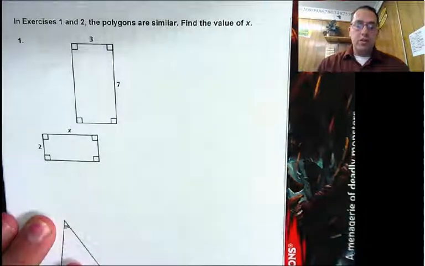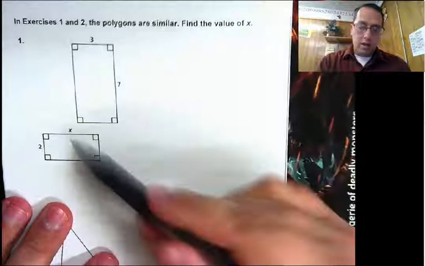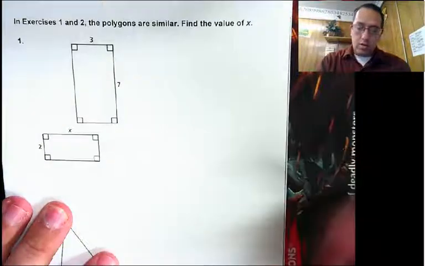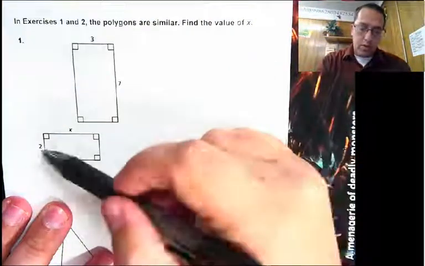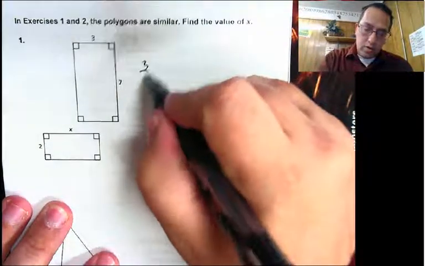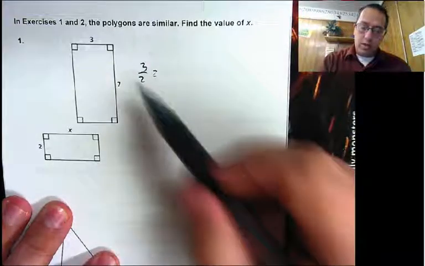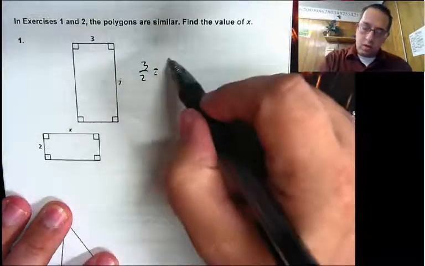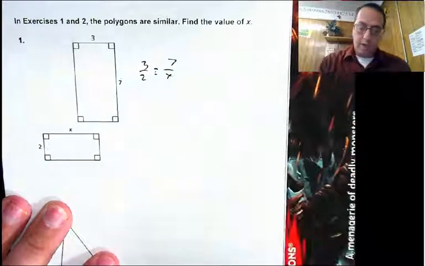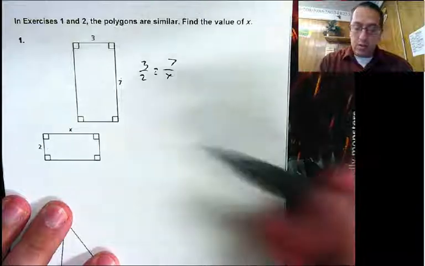Now, the first one, this is real easy. This is a nice little junior high problem. And we need to find x. So that's not hard. We're going to set up our ratios, right? We'll call this the new one and that the old one. So it'll be 3 over 2, short side over short side. Those correspond. And then long side over long side. So 7 over x. Those are corresponding. And now we've got a proportion. We can solve this nice and easy.